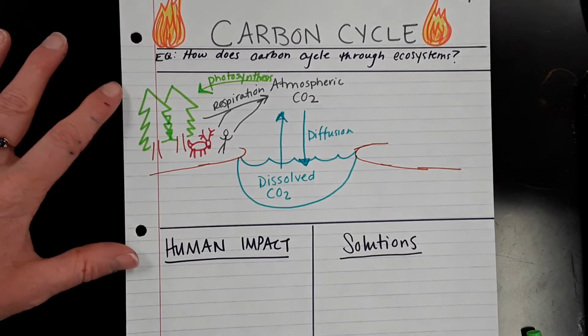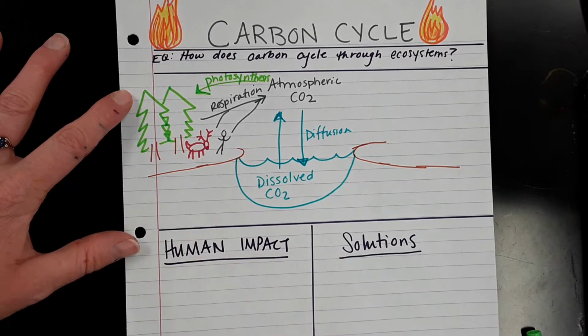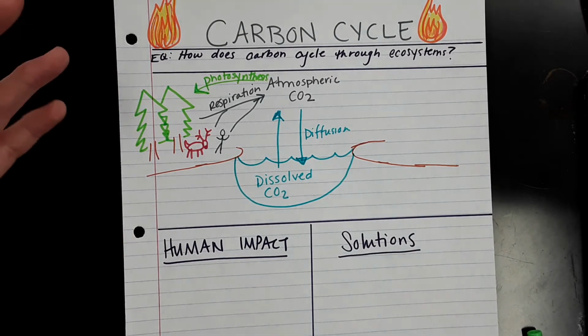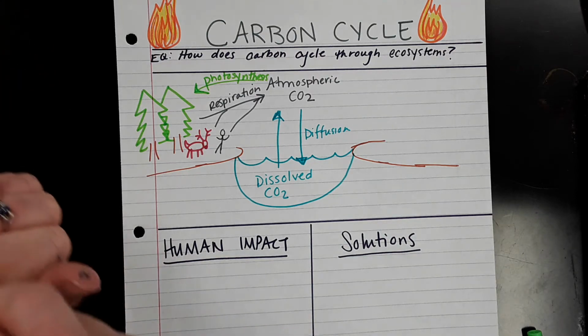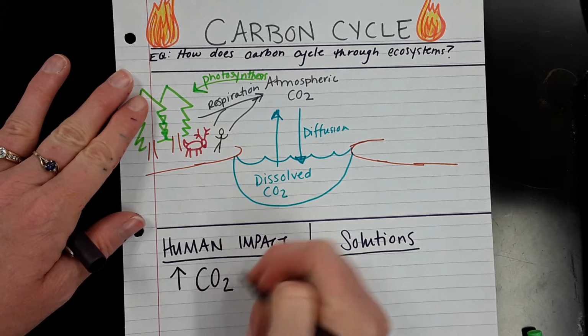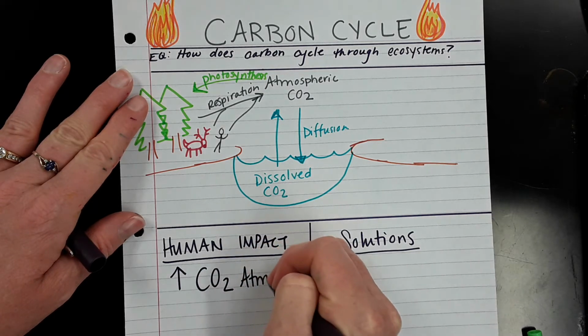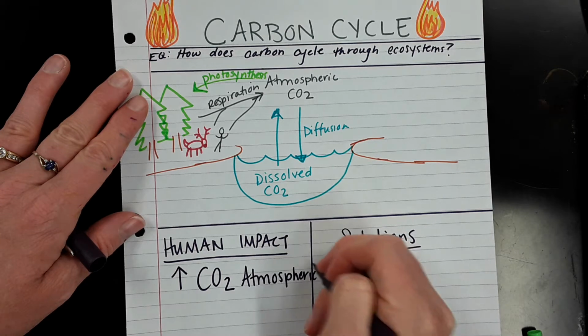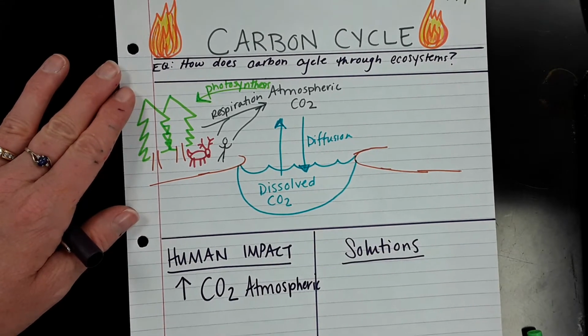So what we're concerned about is how humans have impacted this. We're going to look at a couple ways that humans have impacted the carbon cycle. Ultimately, our big contribution and our big issue is that we have increased the amount of carbon dioxide in the atmosphere. So we have increased the levels of atmospheric CO2, and you're going to look at just how we've done that in a little bit.